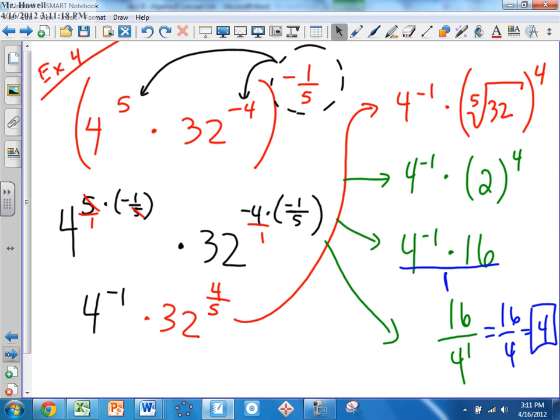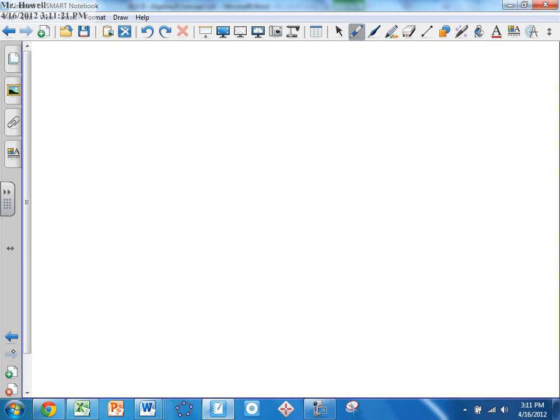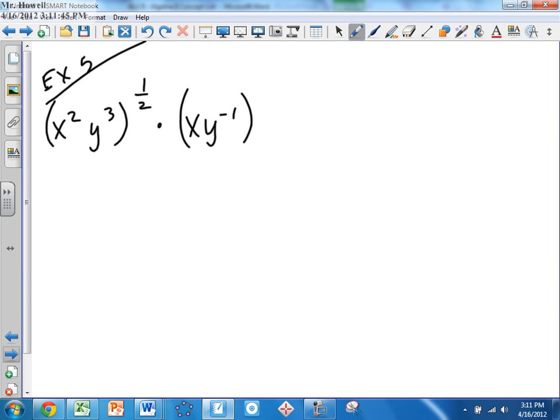All right, the next one. Let's take a look at an example with all variables now, all variables. So, we've got a problem now with no longer any numbers, okay, all variables.